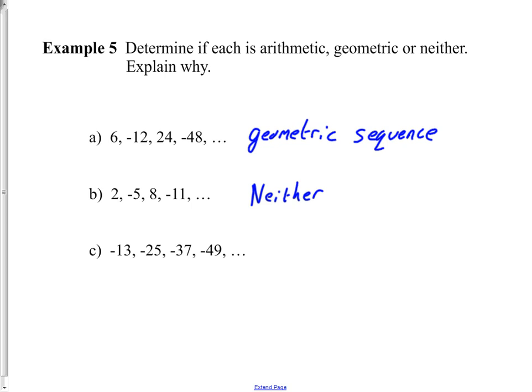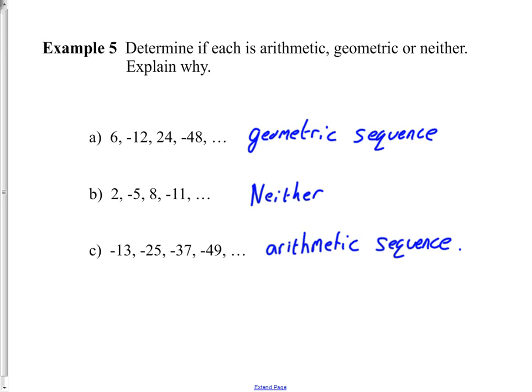And in this one, it looks like I'm subtracting 12 each time. If I subtract 12 from -13, I'm at -25. -25 minus 12, -37. -37 minus 12, -49. So this would be an example of an arithmetic sequence. And it's an arithmetic sequence because I'm adding or subtracting the same value each time from the previous number.